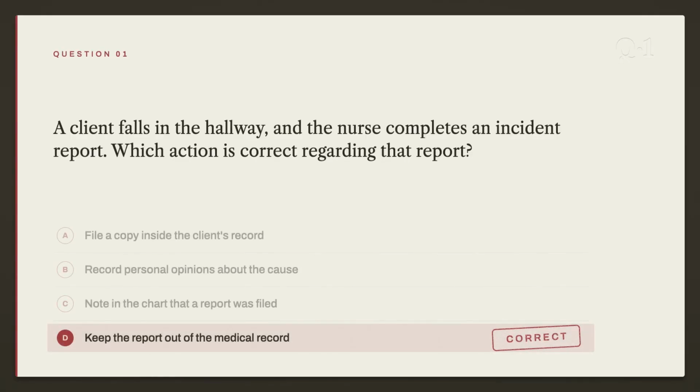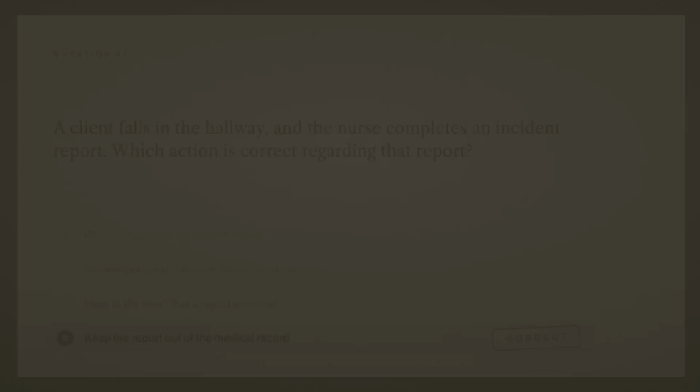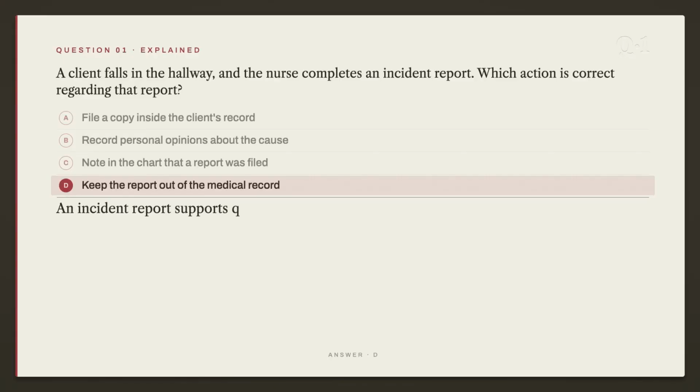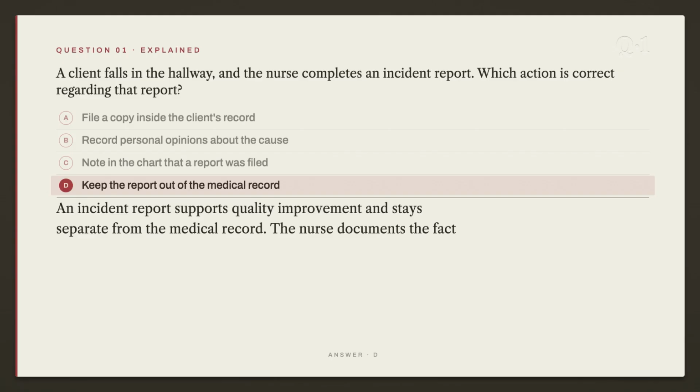The correct answer is D. Keep the report out of the medical record. D is correct because an incident report supports quality improvement and stays separate from the medical record. The nurse documents the facts of the fall in the chart, but does not mention the report itself.